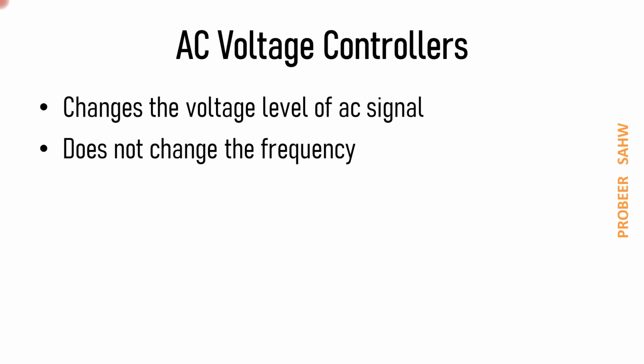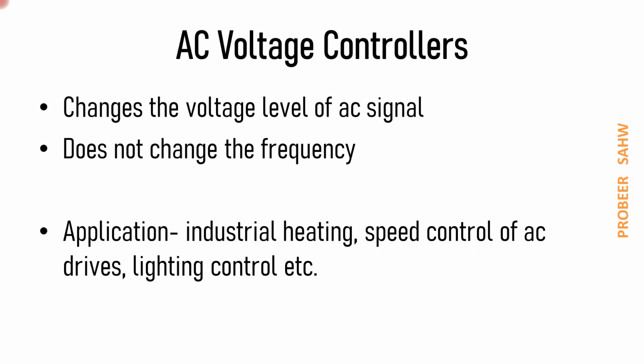So the output of an AC voltage controller will be different from its input, and what will change? Only the voltage level of the AC signal, but there will be no change of frequency in the signal. So the input frequency and the output frequency will be the same. AC voltage controllers find application in industrial heating, speed control of AC drives, lighting control, etc.